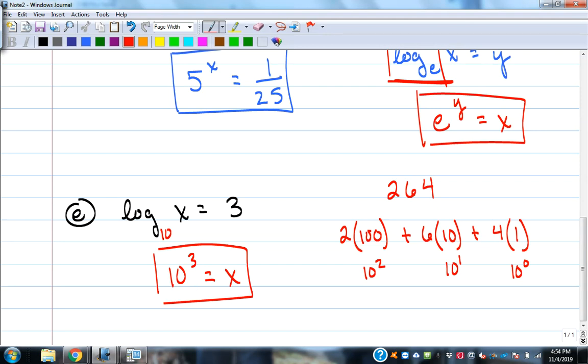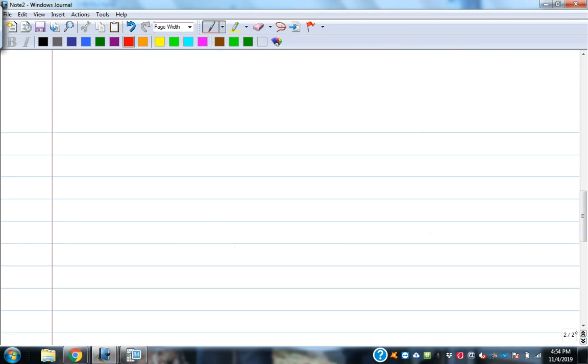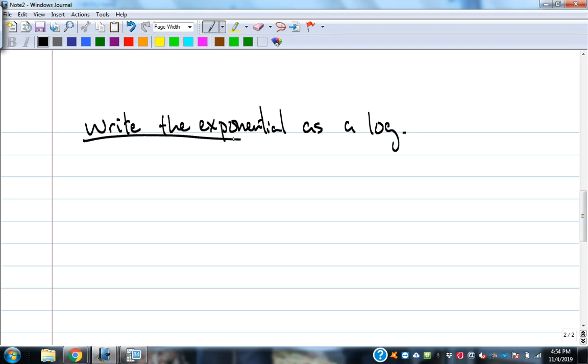This is going to help us when we go to solve some equations that involve logs, or equations that involve exponentials. If we can rewrite it as a logarithm, it can help us to solve it in a quicker and easier way. So that was going from a logarithm into an exponential. Let's go the other direction. Let's write the exponential as a log.